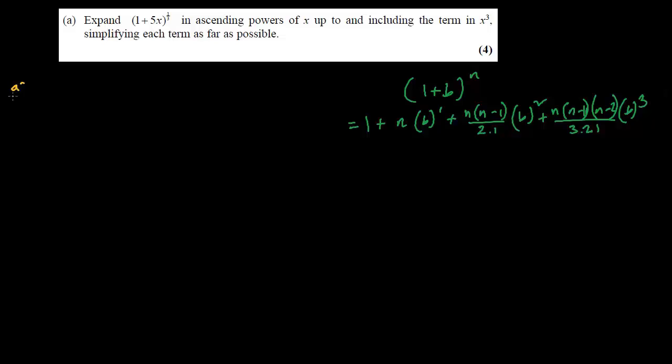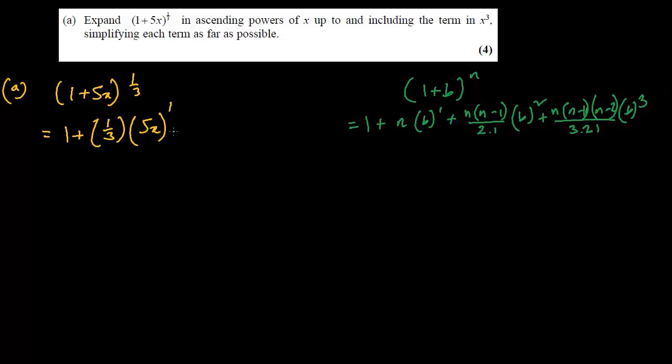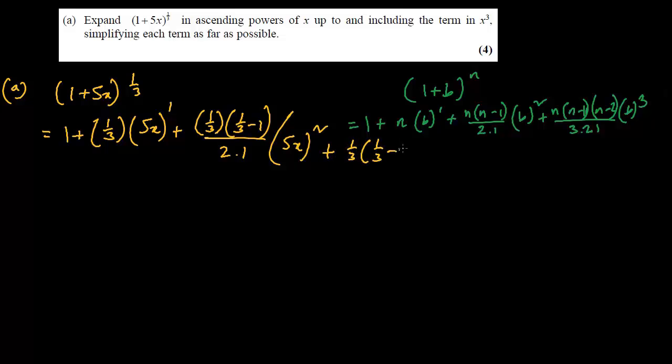So what we have to do over here is 1 plus 5x to the power 1 by 3, and it would be 1 plus, so this is going to be n, b to the power 1, b is 5x to the power 1, plus the next one is going to be n into n minus 1 divided by 2 into 1, and this is going to be 5x to the power 2, plus next one is going to be n into n minus 1 into n minus 2, and this is going to be 3 into 2 into 1, 5x to the power 3. And to denote that it is going to go on forever, we're going to write plus dot dot dot.